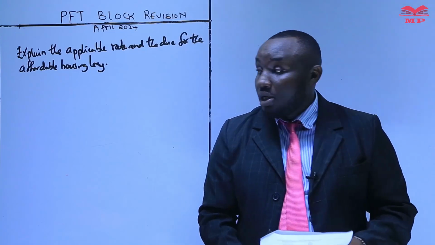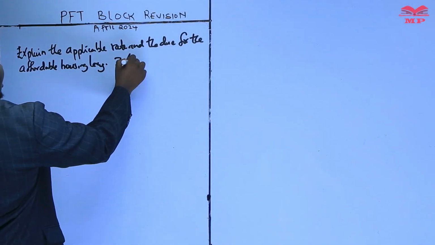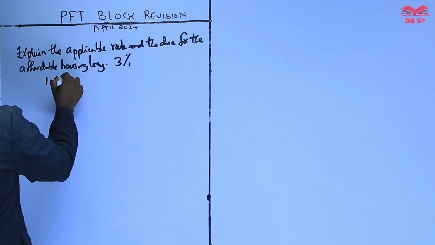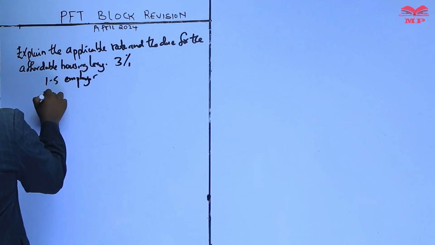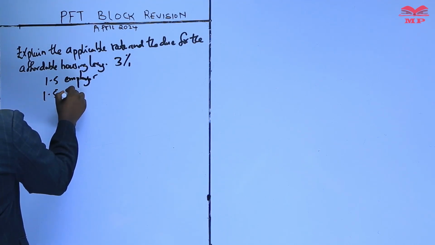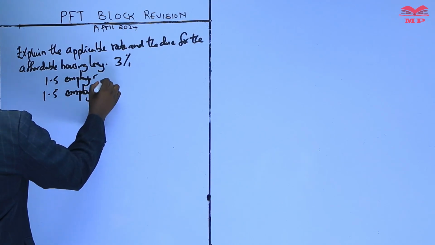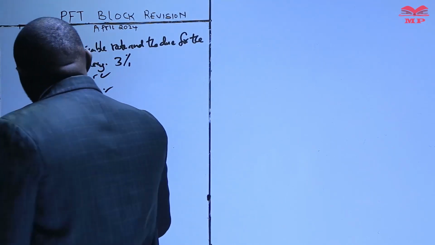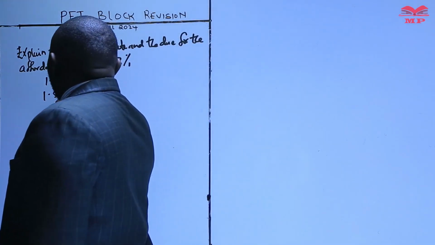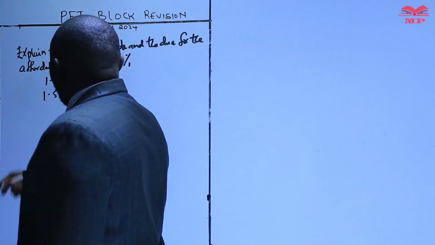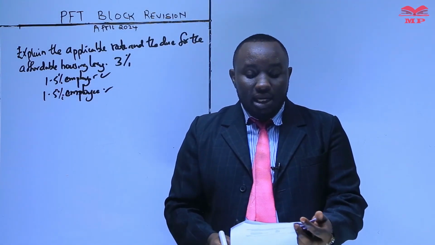What is the applicable rate? The applicable rate we know is that should be 3%. That is 1.5 from employer, and 1.5 from employee. So that is the rate, 3%, or you can say 1.5% from the employer and 1.5% from the employee.